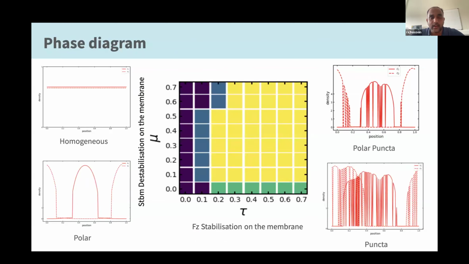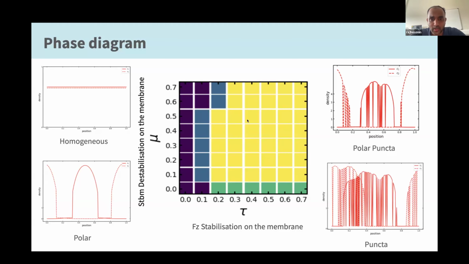So the other thing, as I have mentioned, is that the stabilization or destabilization of the proteins on the membrane is important. Here is the phase diagram in the mu and tau plane. Tau is the frizzled stabilization on the membrane, and mu is the stable mass destabilization on the membrane. If I increase tau, that stabilizes frizzled. If I increase mu, that destabilizes stable mass.